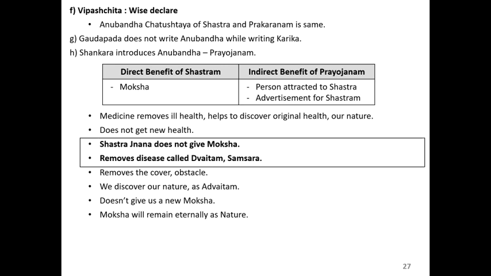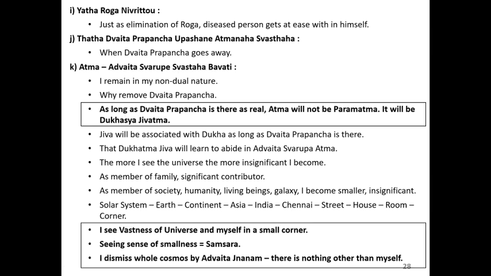So, by the teaching, what happens? The Dvaitam goes away. When the Dvaitam goes away, I go back to my Swarupam, which is called Advaitam. That is what is said here. We discover our nature as Advaitam. These are all the explanations of what I have told you just now. You can read them. I'm not going through word by word.